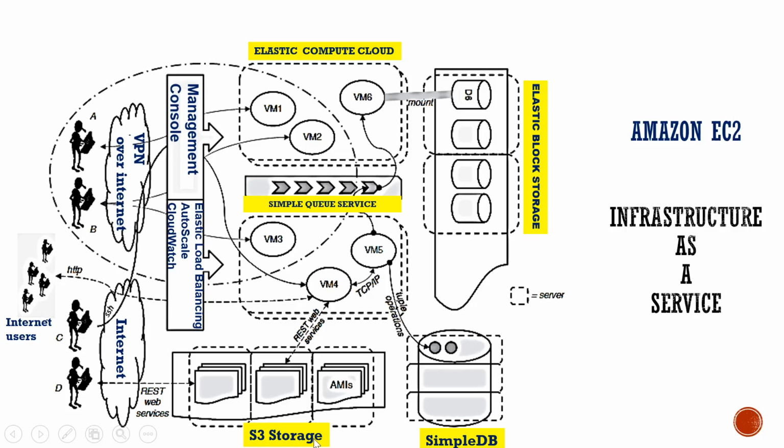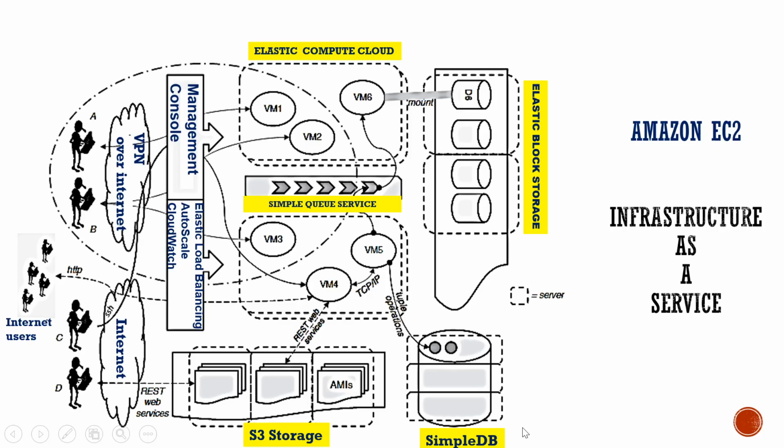And then you have S3 storage and you have SimpleDB over here. SimpleDB is your NoSQL database. Yesterday we spoke about different types of databases. So at a very high level, we are looking at structured relational databases, we are looking at semi-structured NoSQL databases, and we are looking at unstructured data.